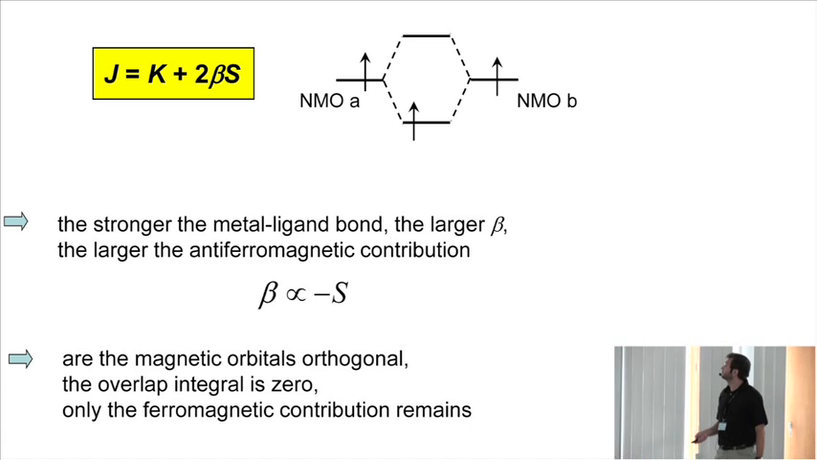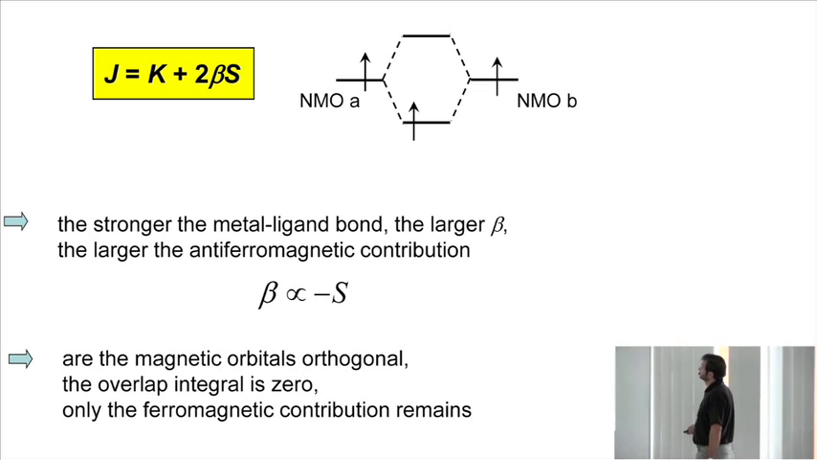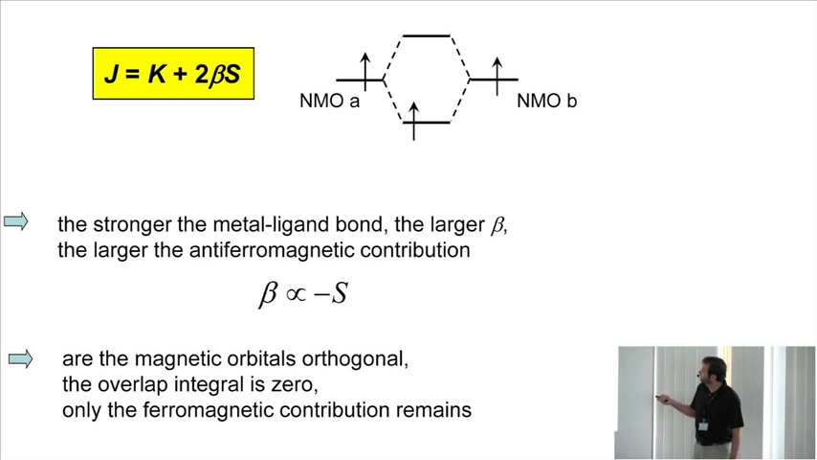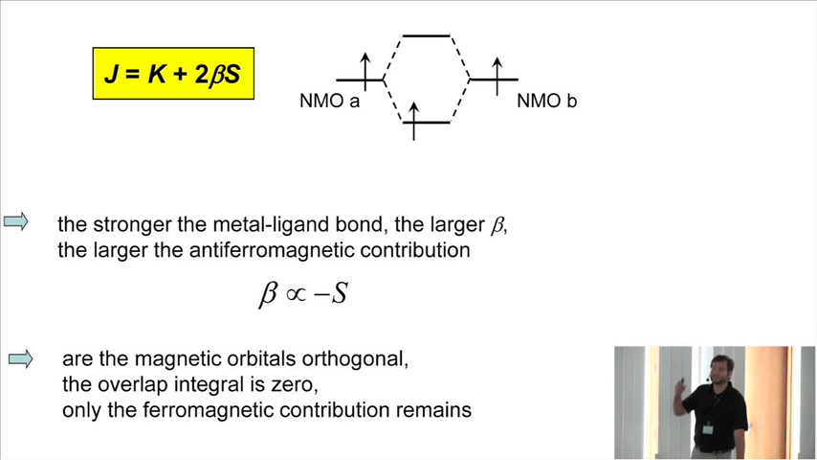Well, this is now really what comes from this equation. We always have both contributions. K always favors this configuration. Why this term always favors this configuration. So, the stronger the metal ligand bond, the larger is the resonance integral beta, and the larger is the anti-ferromagnetic contribution. Because this is always negative, because beta is always of different sign to S. So the J value gives us a quantitative thing about the metal ligand covalency.